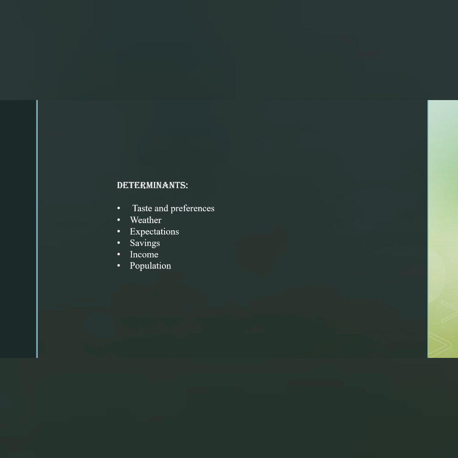And then population. The demand for goods depends on the size of the population, and an increase in population tends to increase the demand for goods, and a decrease in population tends to decrease the demand.